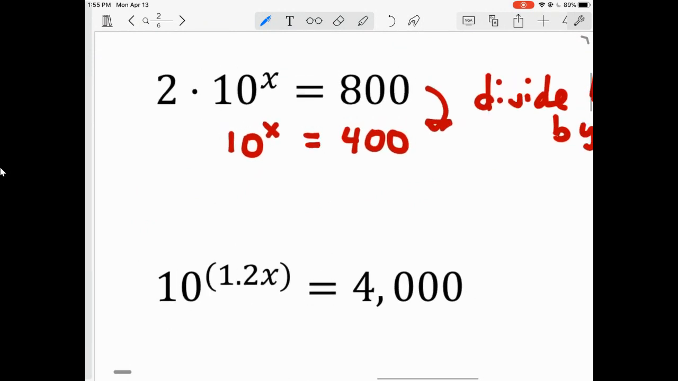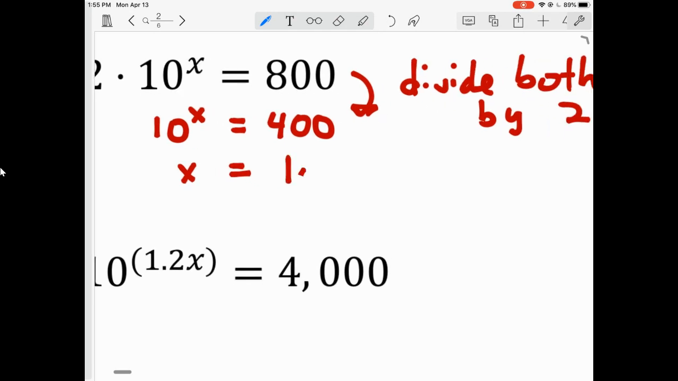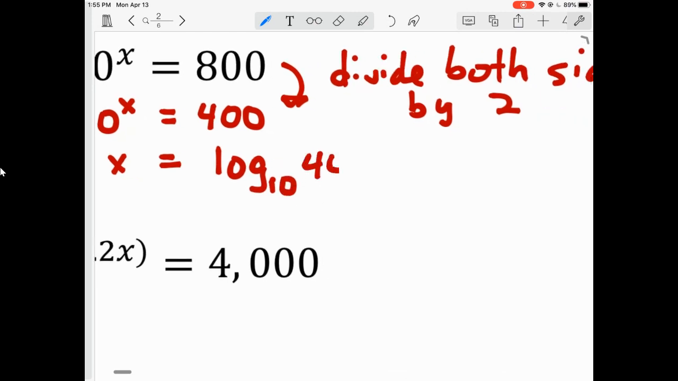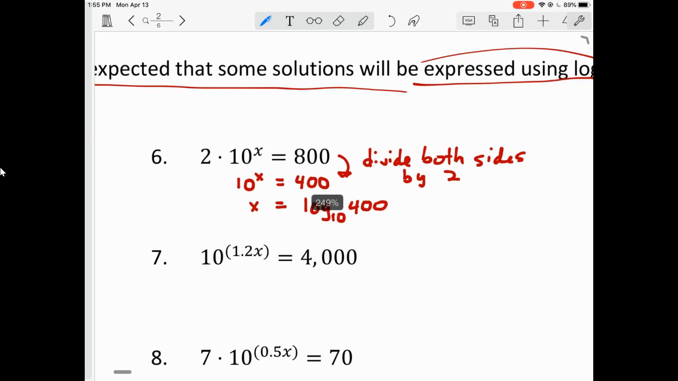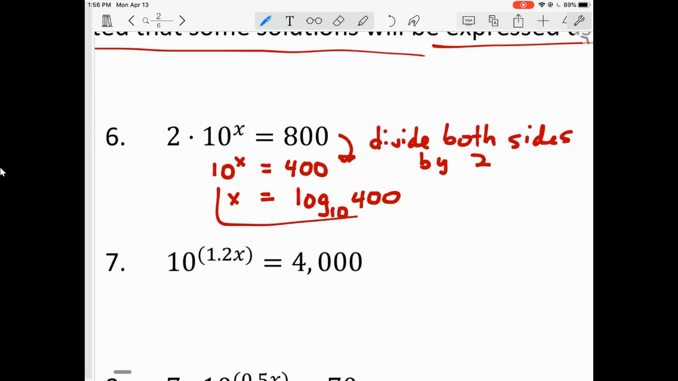Okay, so now looking at 400, if I were to try to think, does 10 to some power equal 400? 10 to the 2nd power is 100, 10 to the 3rd power is 1000. So no, but I know that this x should end up equaling something between 2 and 3. But to know exactly, we would have to use a logarithm here. So if we write this in logarithmic form, it should be x equals, the base is 10, so log base 10 of 400. And we could use a calculator to find out the approximate answer if we wanted, but it told us to express it using log notation. So we can just leave it in this form. That's our exact answer.